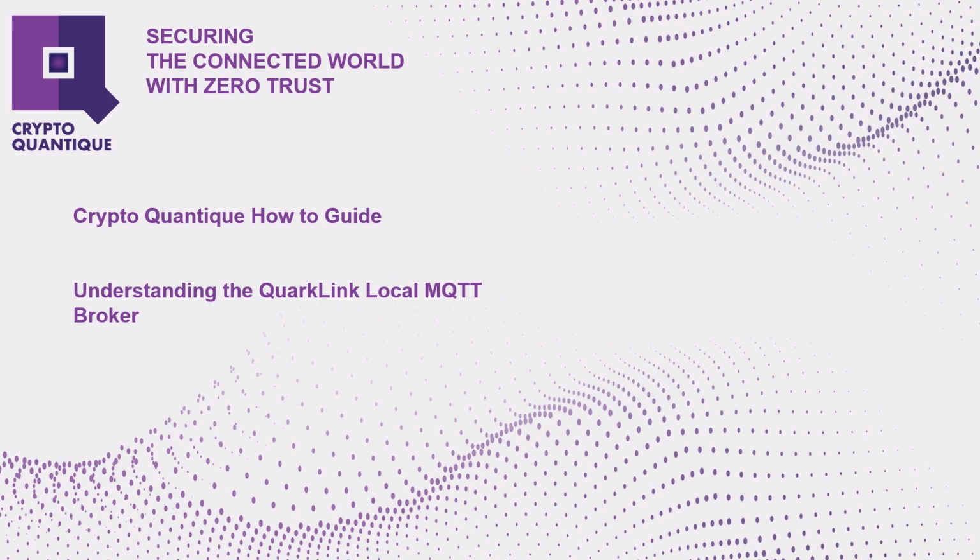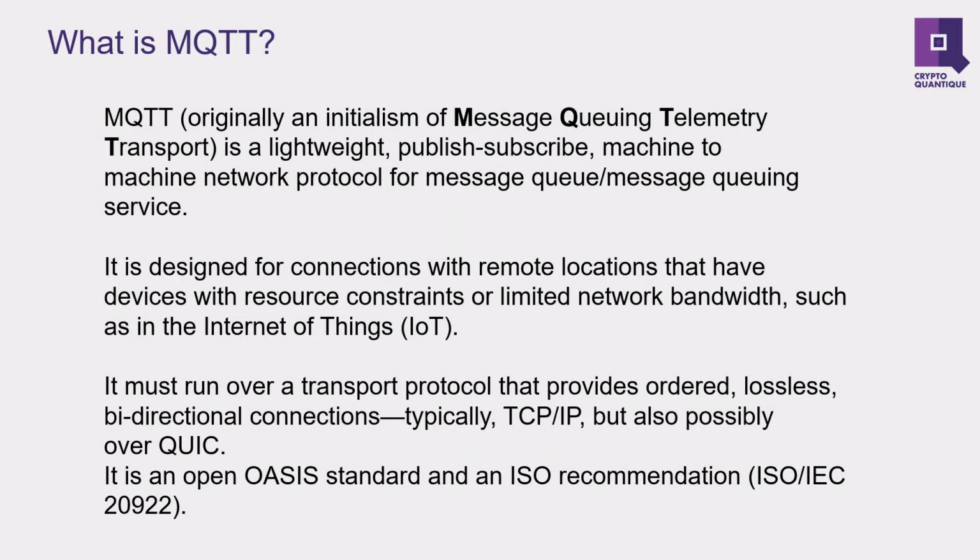In today's video we're going to help you understand the local MQTT broker that resides in our QuarkLink security platform. First of all, let's have a look at what is MQTT. MQTT stands for Message Queuing Telemetry Transport. It's basically a lightweight publish-subscribe machine-to-machine network protocol used for message queuing and message queue services. It's designed for connections with remote locations.